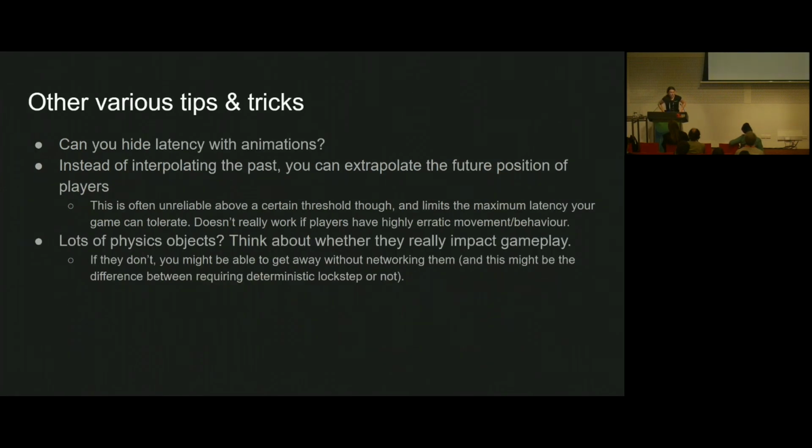Other various tips and tricks to think about when you're implementing multiplayer: can you hide latency with animations? Yeah, you can. Again, think about your game design and how you want the player to perceive things. Instead of interpolating the past, you can extrapolate the future position of players. The downside of this is it's often unreliable above a certain threshold, right? If you're trying to extrapolate a player's position 200 milliseconds into the future, there's a pretty good chance it's going to be wrong. It also probably doesn't work if your players have highly erratic movement or behavior.